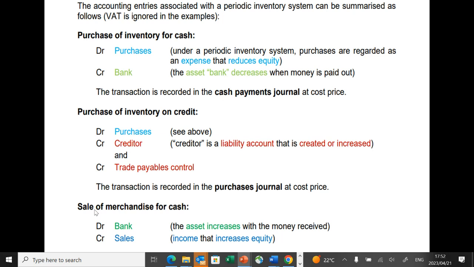If you sell merchandise for cash, you're going to debit your bank. Your bank is an asset. Asset increases on the debit side. What are you going to credit? You're going to credit your sales income. Income increases on the credit side. Remember, you are recording this at what? At selling price. On this transaction, you see we don't have to write the second transaction about cost of sales, because there is no cost of sales determined at the time of selling inventory under a periodic inventory system. So we'll only have this one transaction.